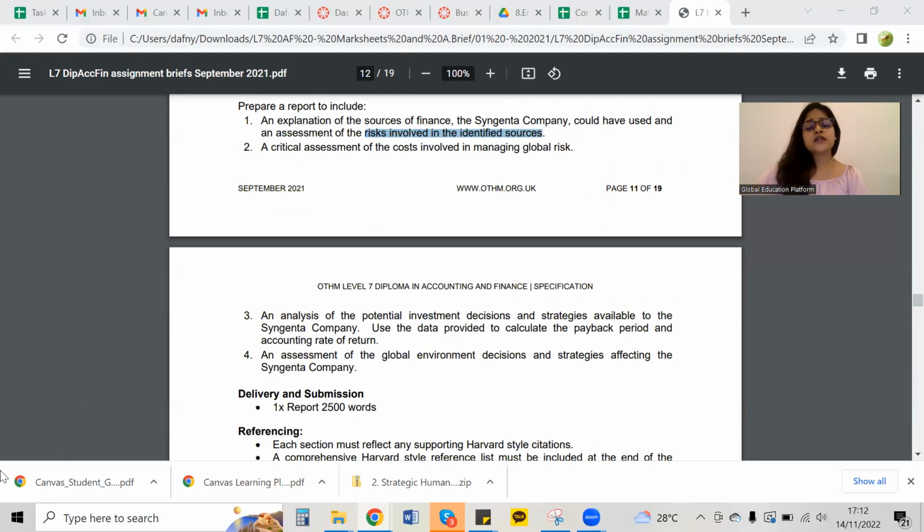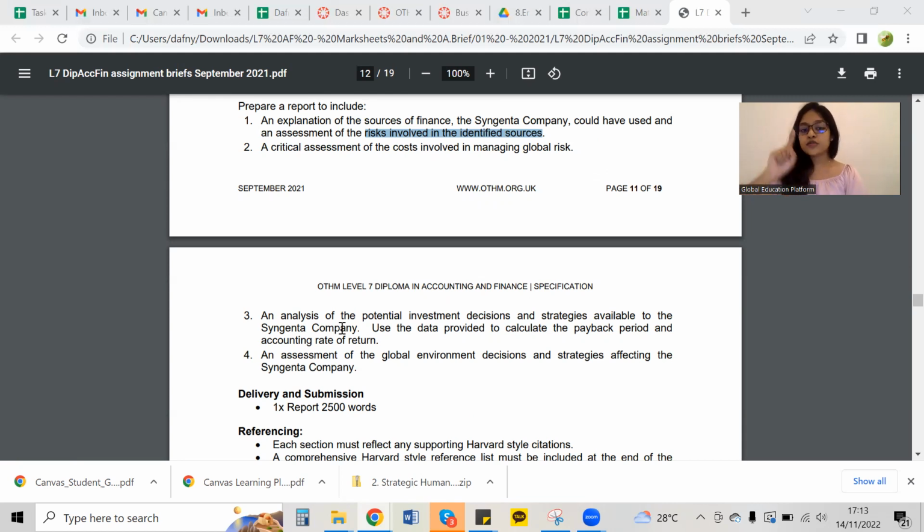Before that, they are also asking for an analysis of the potential investment decision and strategies available to the company. So once you have read the case study, you should be able to identify and explain this. Okay, so the potential investment decisions. So you talk about the investment decisions in common because we've discussed the different investment decisions and the strategies that could be suitable, and then what could be most appropriate for the organization of the case study.